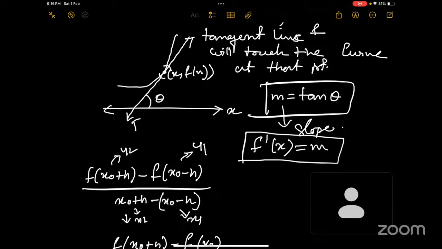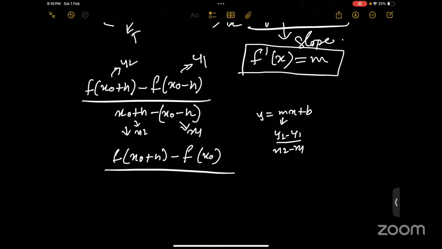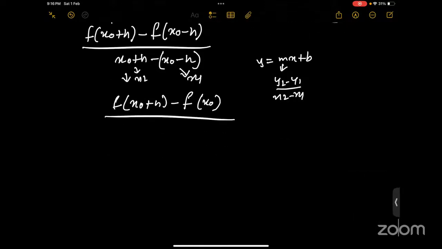Yes, ma'am. And also there are equations of line also given, y equals to mx plus b. Can you put these equations in this formula? y equals to mx plus b. So here your m is the slope, right? And this is nothing but y2 minus y1 by x2 minus x1. So slope is basically nothing but the rate of change of the curve, right?